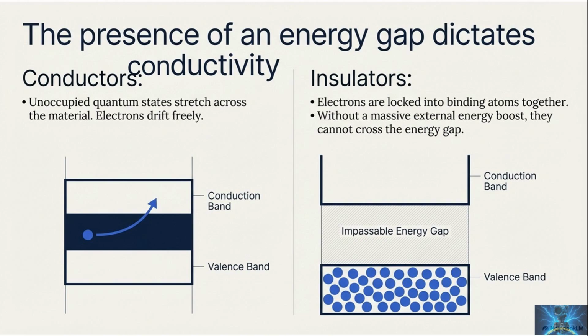In an insulator, electrons are locked into bonding states that hold atoms together. A large energy gap blocks electrons from reaching the conduction band. Without a huge external energy boost, electrons cannot cross that gap, so current does not flow. The size of the gap is a big part of why copper conducts and glass insulates.